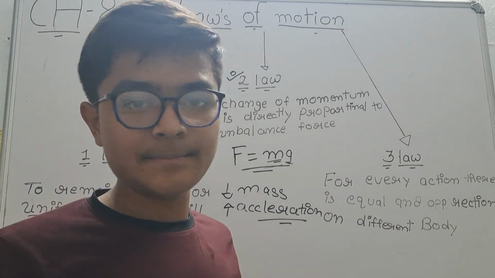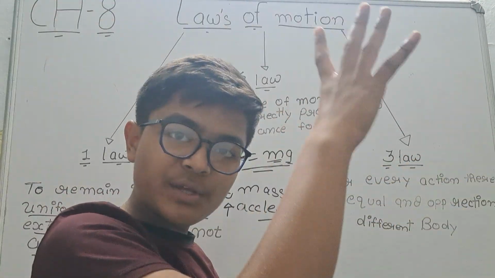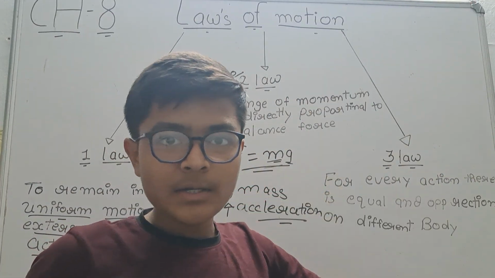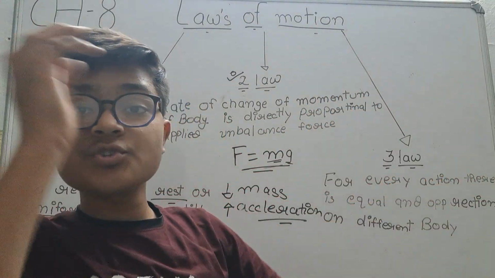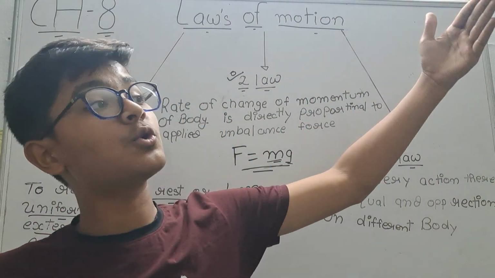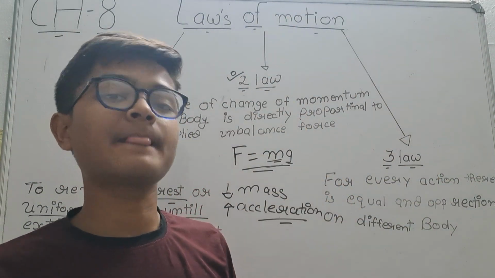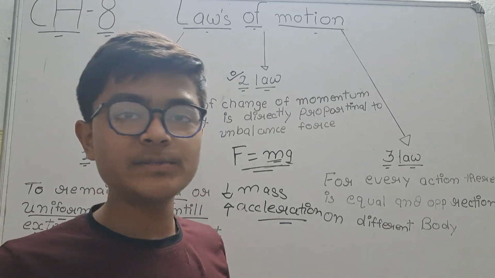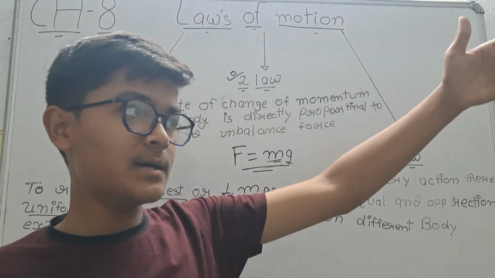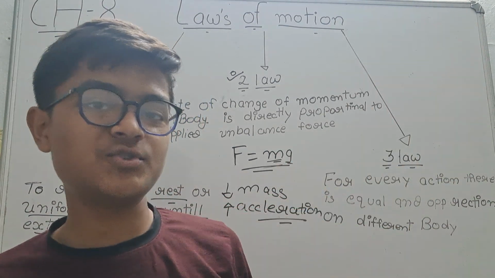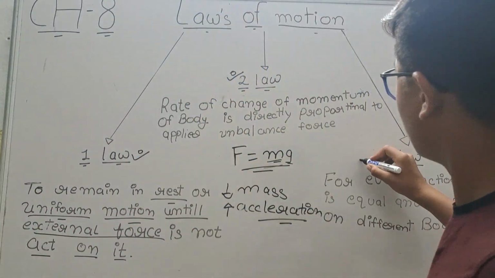Let's take one more example. You are throwing a tennis ball on the wall. Ball comes back towards you. It means the ball has forced the wall, and the wall has also forced the ball backward. That's why the ball is coming this side. From here we know that for every action there is an equal and opposite reaction: both are applying equal pressure, in opposite directions, on two different bodies. So these are the first, second, and third laws.